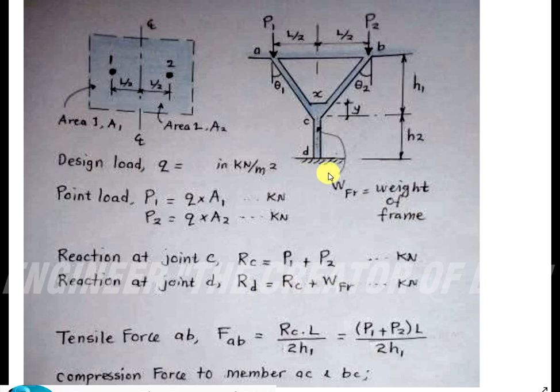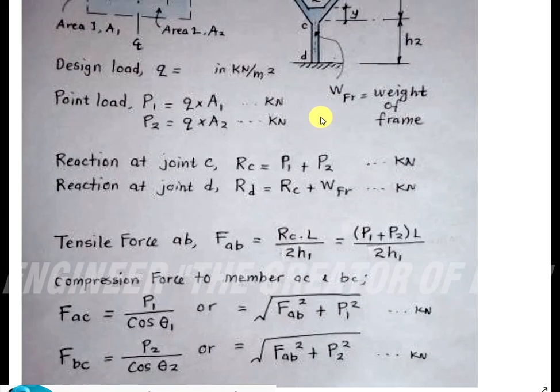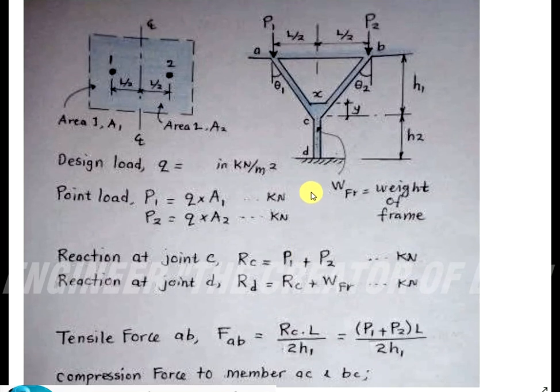So RD, from RC, is the load transferred as reaction. That reaction is equal to P1 plus P2, as we already said, plus the self weight of the frame, which we have to add. From that we can get the reaction at D. Then we have to point out the compressive forces acting here and the tensile forces acting here, because the behavior is in the form of a tensile force acting at the top and the compressive force in the slanting position.